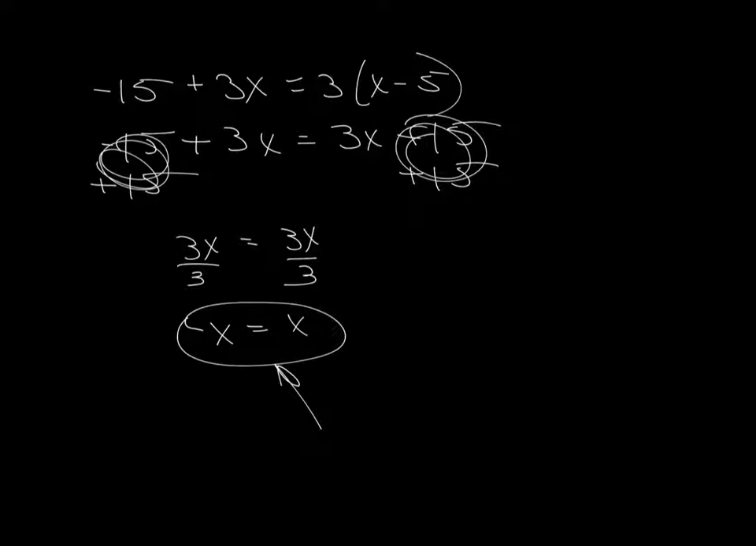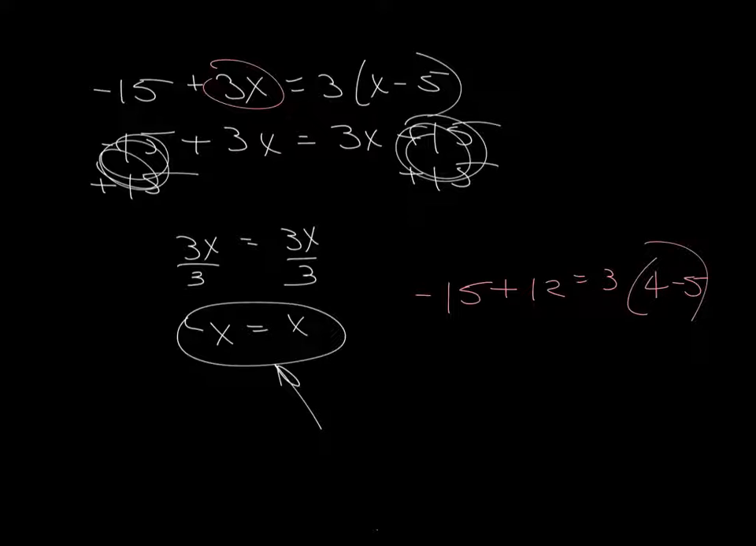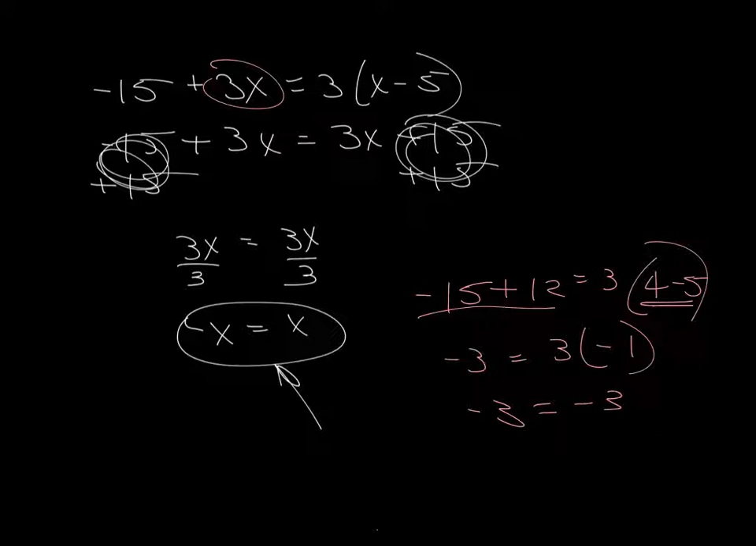So let's say that we decide, I'm just going to put 4 in there. So 3 times 4 is 12, right there, equals 3 times 4 minus 5. So I just picked a random number 4. This gives me negative 3. 4 minus 1 is negative 1. So negative 3 equals negative 3. Well, that's a true statement. So basically I just grabbed a number. Any number you want to put into this original one will make a true statement.